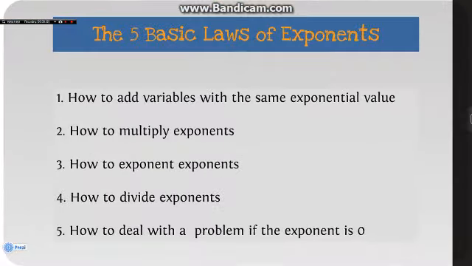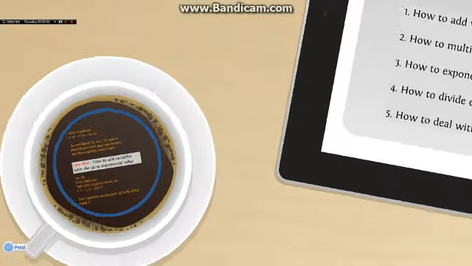But anyways, the 5 basic laws of exponents. Number 1, how to add variables with the same exponential value. Number 2, how to multiply exponents. Number 3, how to exponent exponents. So that's basically raising an exponent to the value of another exponent. If you don't understand this, we will go into further detail later. Number 4 is how to divide exponents. Number 5 is how to deal with the problem if the exponent is 0.